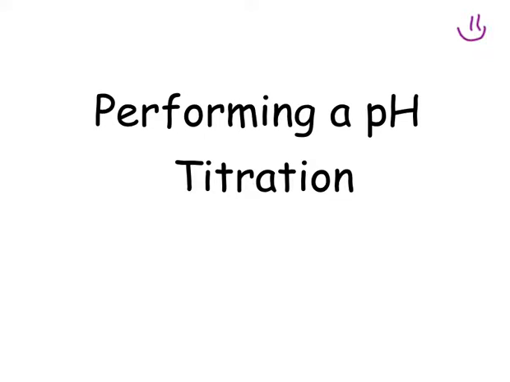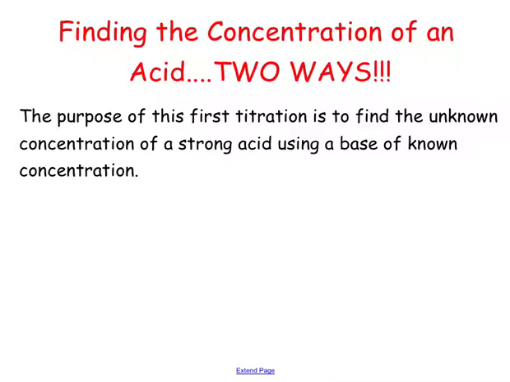So the first titration that we are going to do is we're going to find the concentration of a strong acid. In this particular lab, which we're starting, it's actually a 2-part lab with 2 different methods. One is the titration, and the other is a gravimetric method, where we're going to pipette and create a precipitate and use good old-fashioned stoichiometry to determine concentration. That's easy. What I want to focus on right now is the actual titration itself.